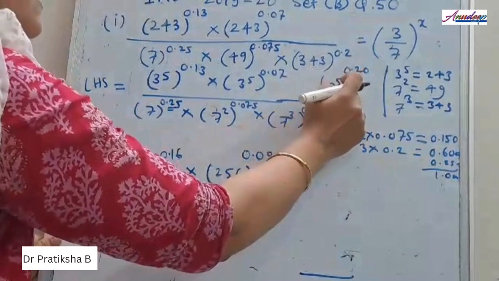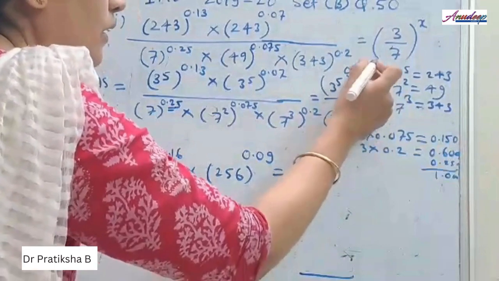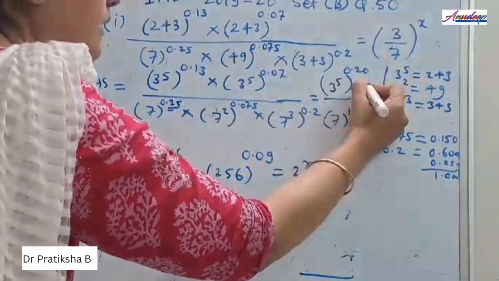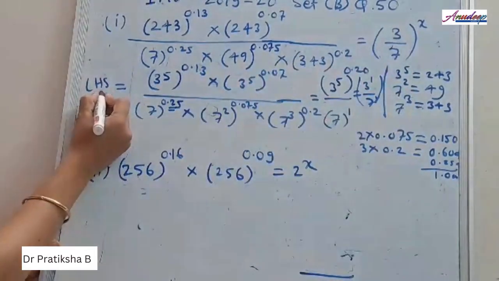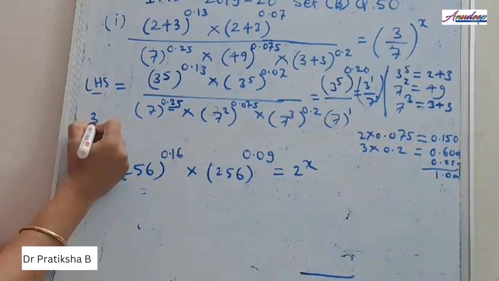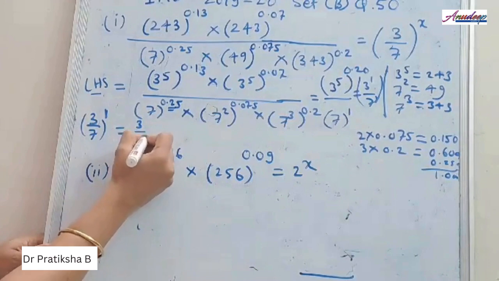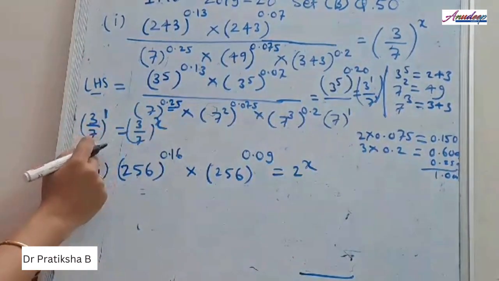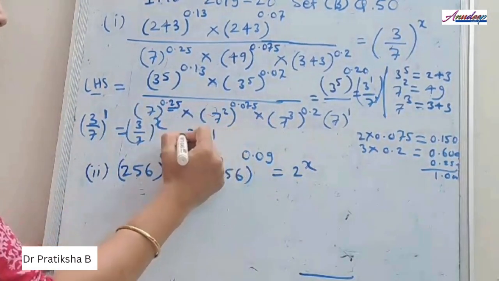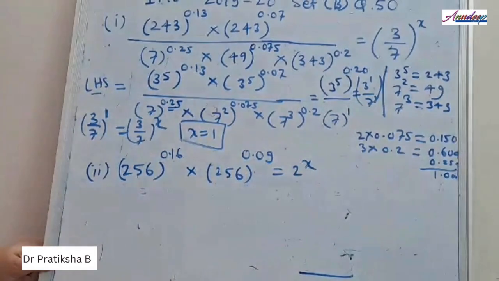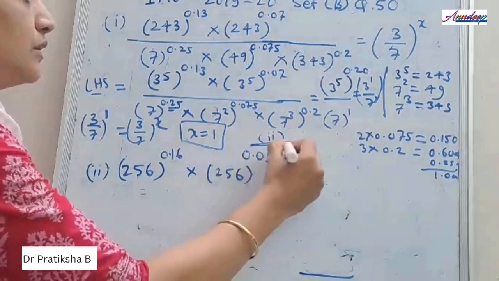And when you multiply this, a raised to m raised to n is a raised to m into n. So here you are getting 5 to 10, again 3 raised to 1, 7 raised to 1. Now if I equate this LHS to the RHS, on the left hand side I am getting 3 upon 7 raised to 1, equal to 3 upon 7 raised to x. Equating, as the base is the same, we can equate the powers. So the value of x is equal to 1. And the answer that matches is sub question 2. That is the answer for the first one.